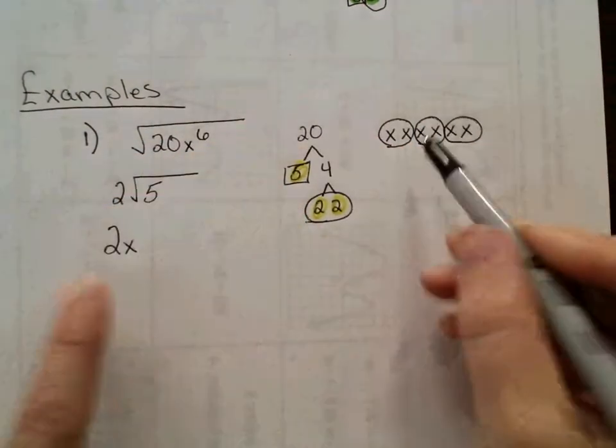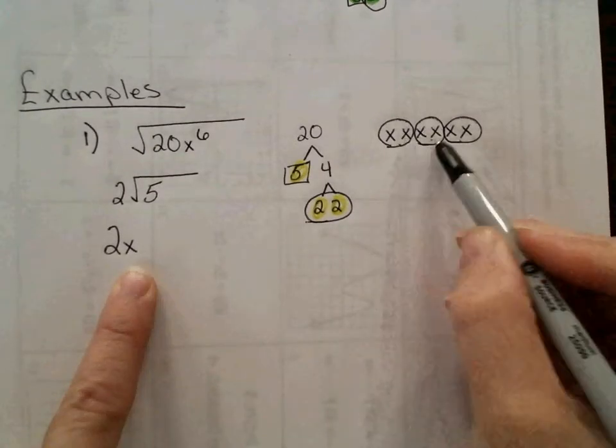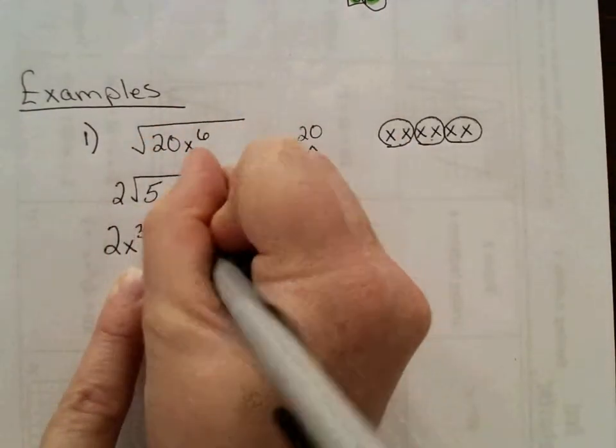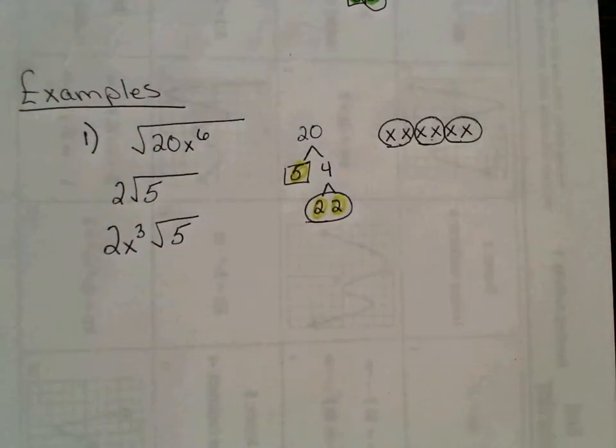How many groups of x's did I make? 3. So to the 3rd power, the square root of 5. Okay, I made 3 groups. Here I made 1 group of 2, so I pulled just the 2 out. Here I made 3 groups of x's, so that would be x to the 3rd. It wouldn't make sense to write it as x, x, and x. It would be x cubed.